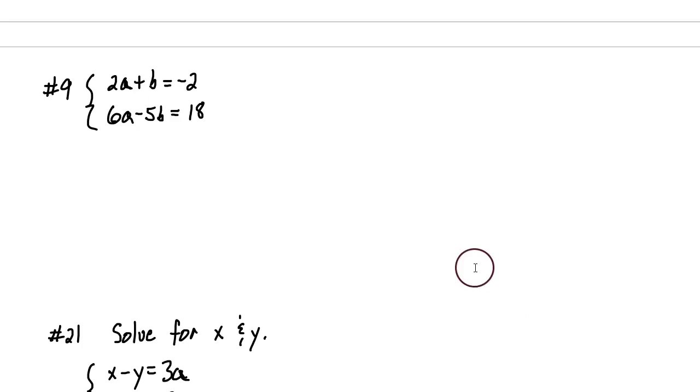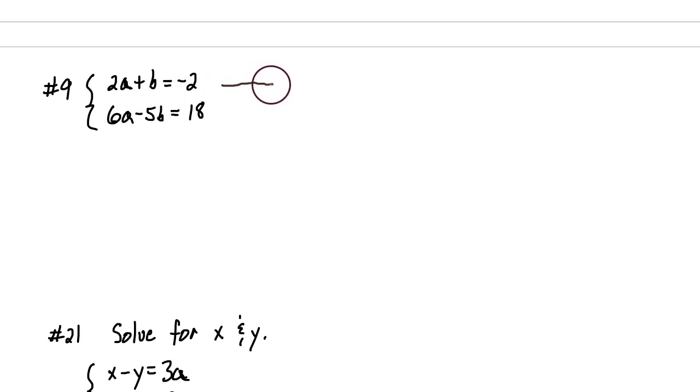Next, number 9. Let's solve this one by combination method, where we eliminate one of the variables. Which variable should we eliminate? If we want to eliminate the a term, we could leave this one as 6a and transform this into negative 6a. But if we wanted to eliminate the b term, we could leave this one as negative 5b and transform this into positive 5b. It sounds like it's an equal amount of work either way.